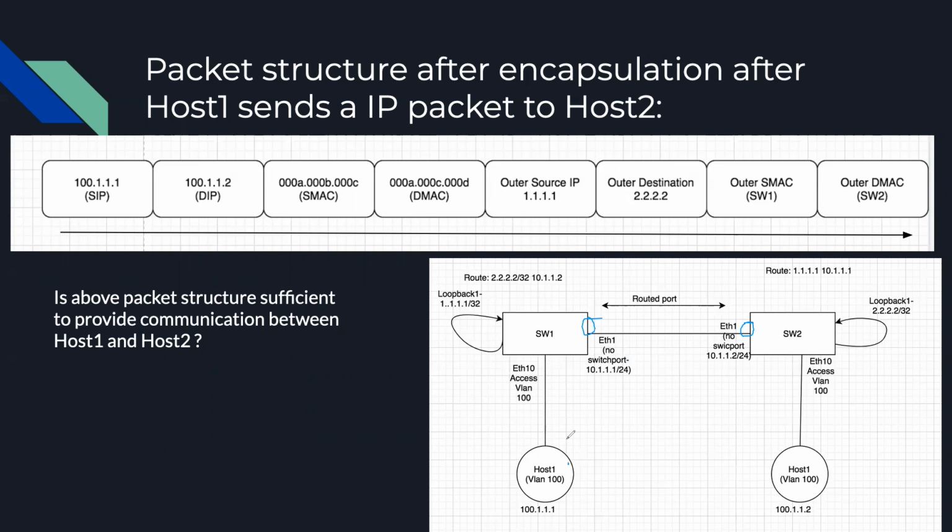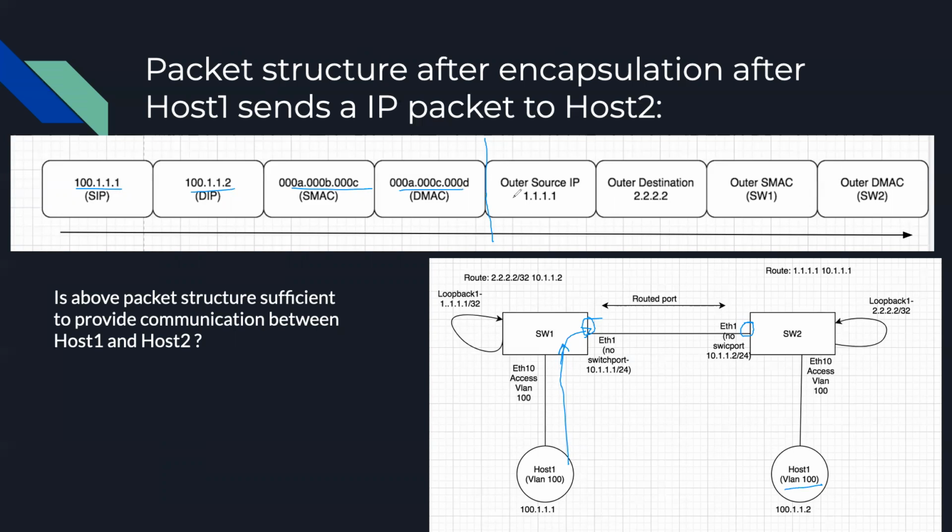So this is our normal packet, right? So source IP, and this is the destination IP, right? Source MAC and destination MAC. So this is our normal packet. Now it comes here and we have to encapsulate it over VXLAN, right? So what are the information we need to add?